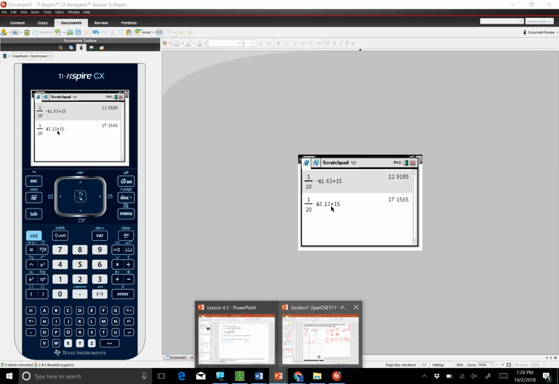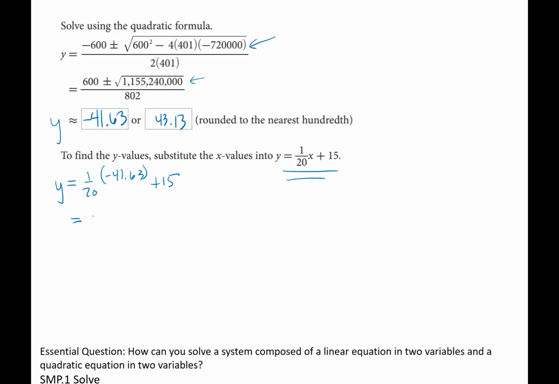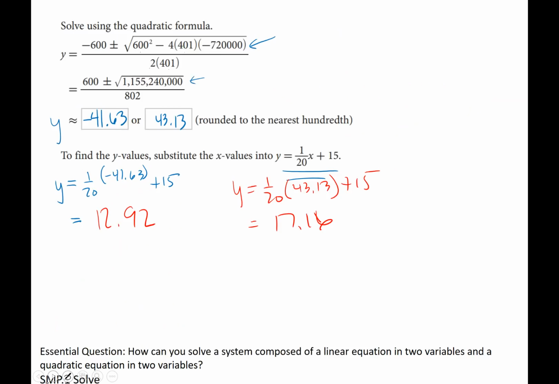So let's go ahead and write those down. So one of them was, this was the 12 point, it rounded to 12.92, and then y equals 1/20 times our other number, 43.13 plus 15, and that one was 17.16. And then we have to write them as x and y values. I just re-answer the question: at which points, if any, does a car on the highway enter and exit the broadcast range of the station? So I'd probably just go ahead and write that in a sentence.